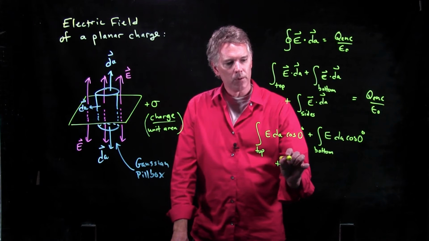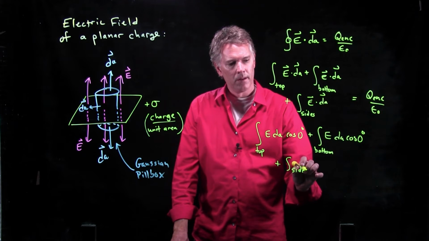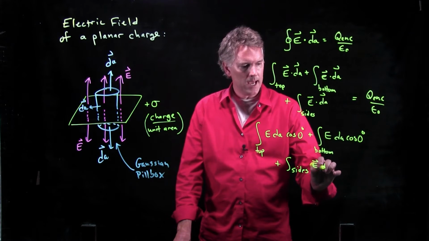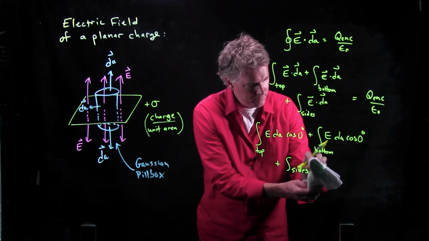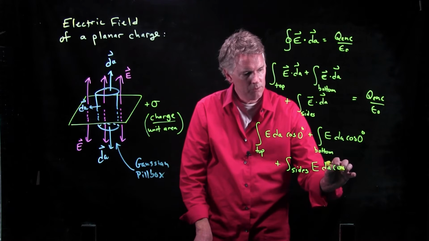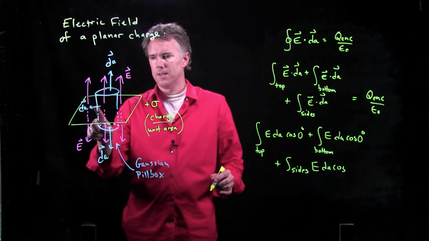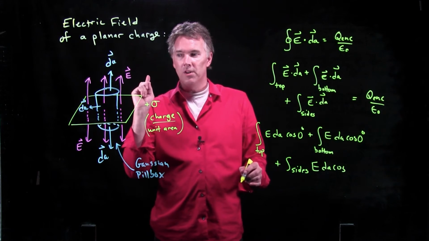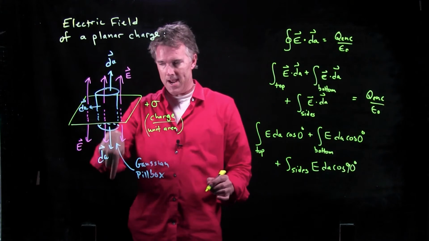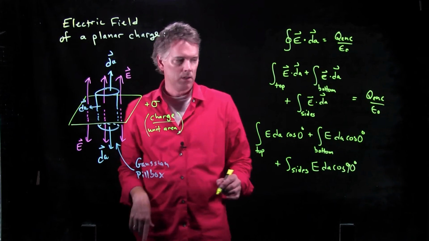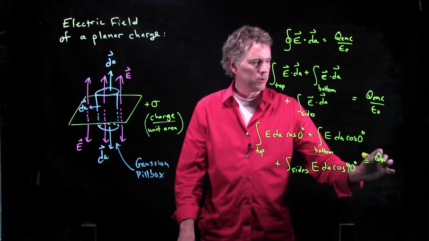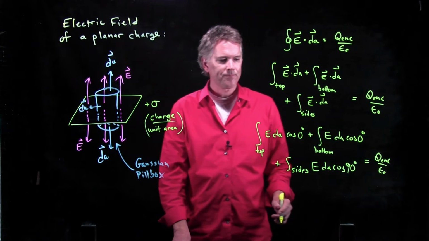And then we have the integral over the sides. And you can kind of see what's going to happen now. E dA, whoops, we take the vector sign off once we write the dot product. E dA cosine of what along the sides? Cosine of 90 degrees, because E is pointing up or down, but dA is pointing out to the side. And so that whole term is going to go away. This whole thing is equal to Q enclosed over epsilon naught.